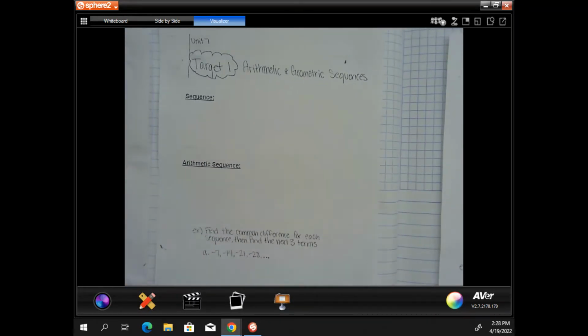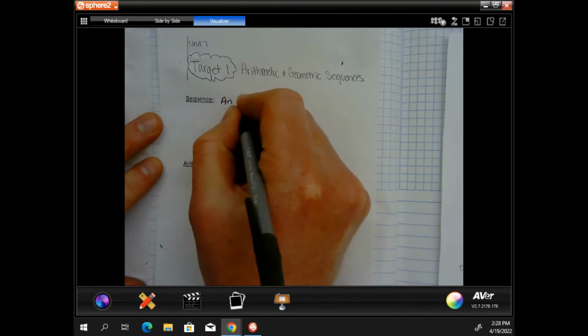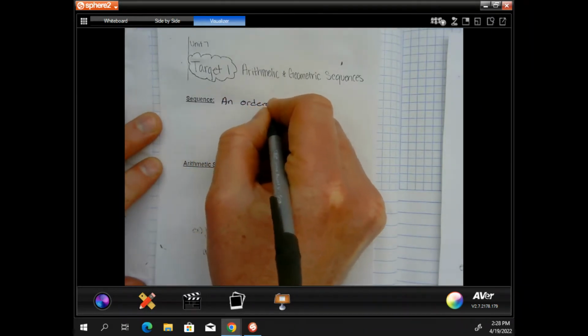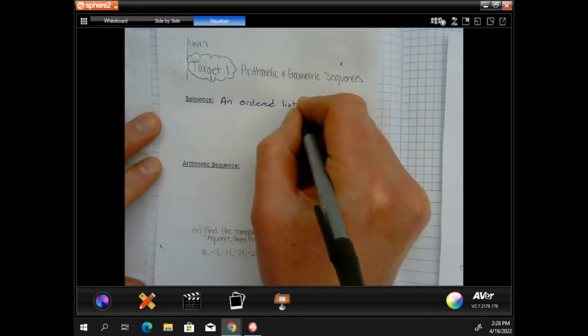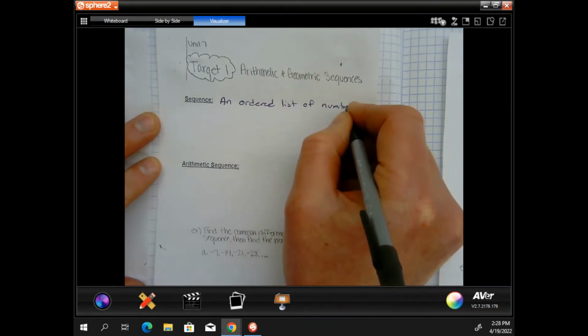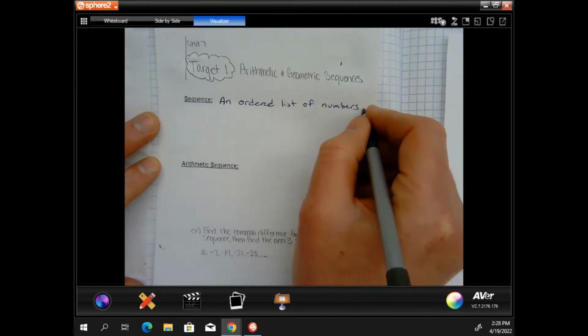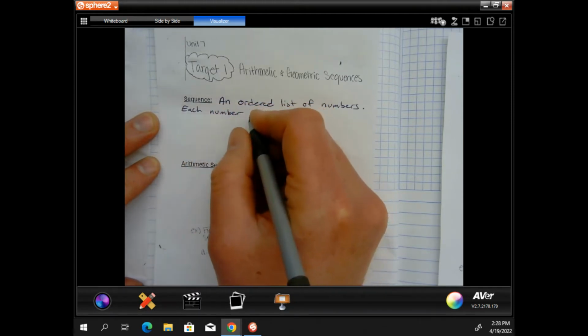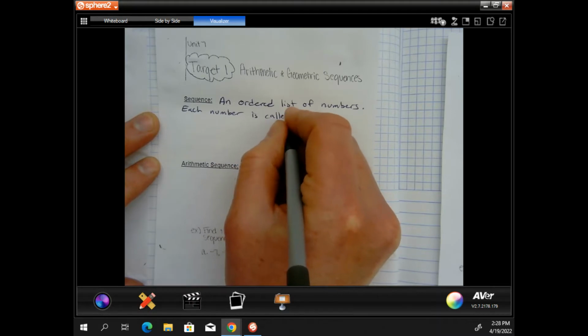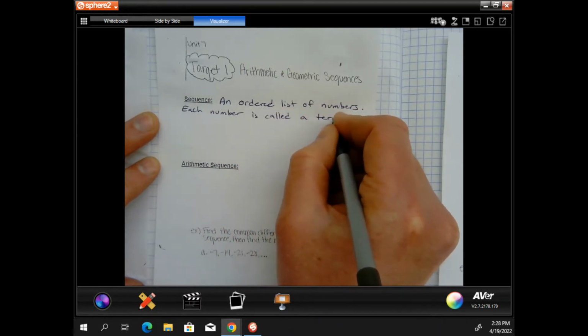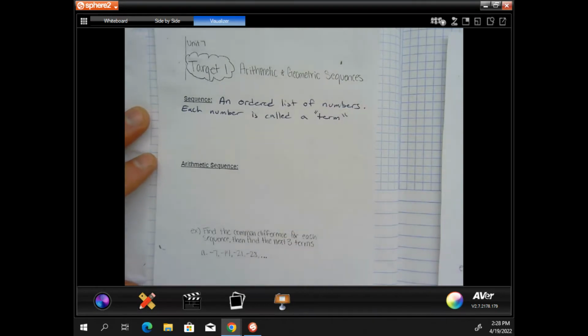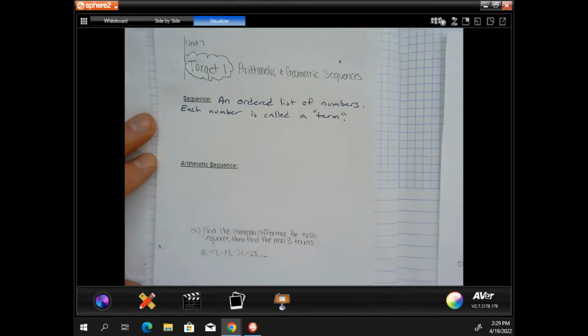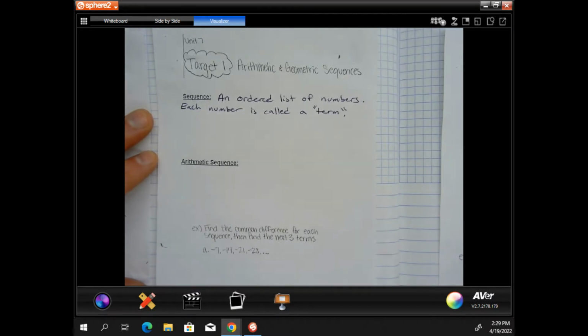All right, so in our notes, our first vocab word is sequence. A sequence is an ordered list of numbers. Each number is called a term. So sequence is an ordered list of numbers. Each number is called a term.